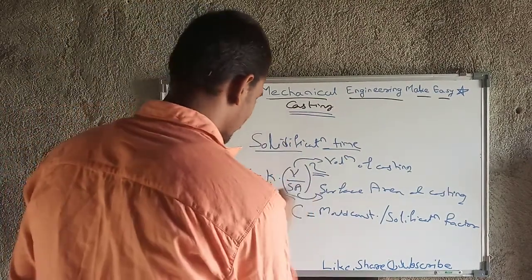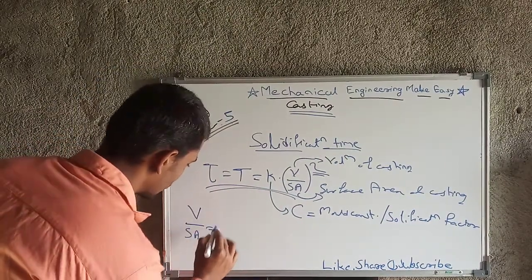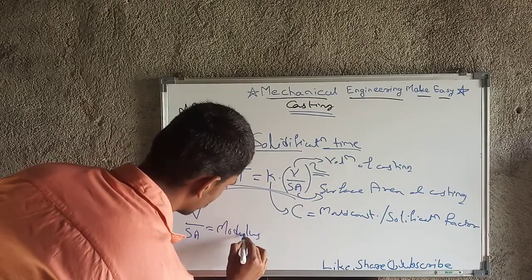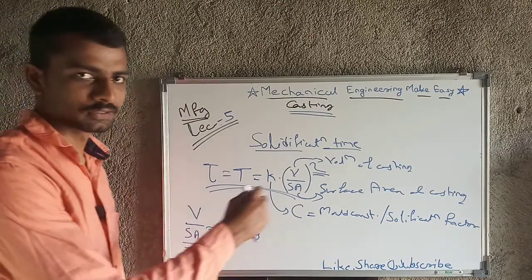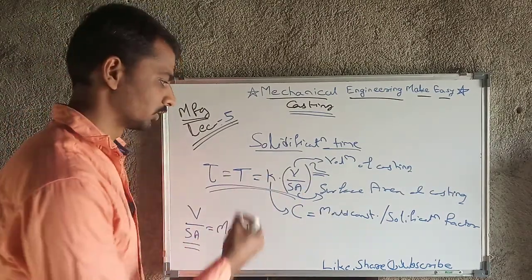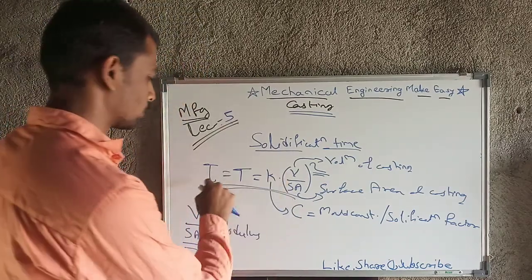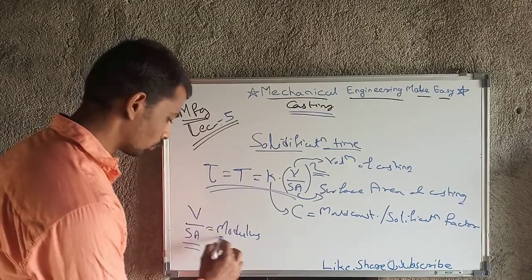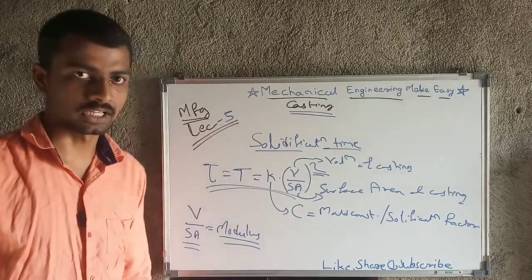And what is the term volume upon surface area? Volume upon surface area is nothing but modulus. This means they may give you, for example, a modulus of 8.13, and then ask you to calculate the solidification time. Likewise a question may come, so you should know what the modulus is. That is nothing but volume upon surface area.